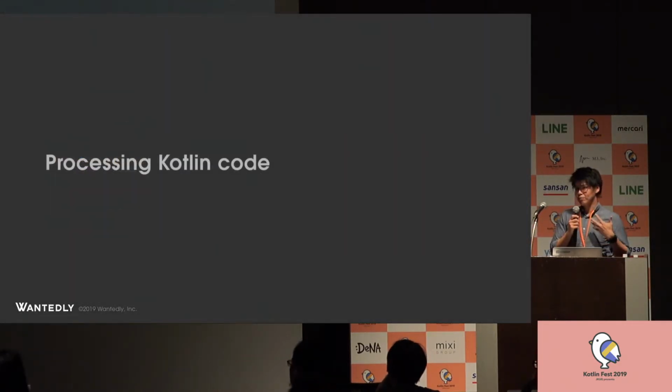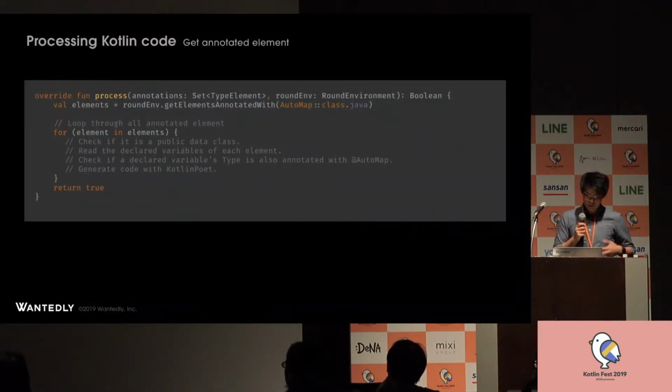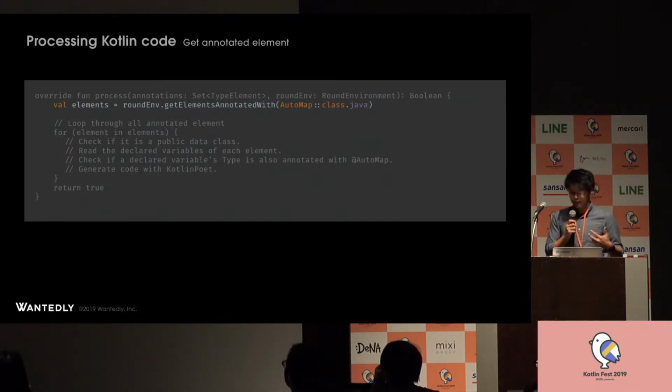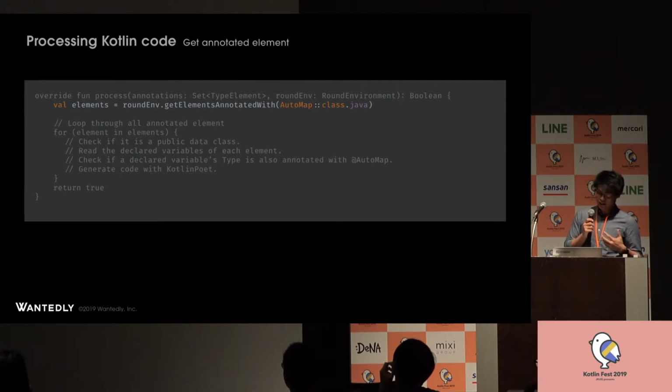Since now we are using the same terminology, we can start adding code into our processor. Inside the process function in our processor class, we are going to get all the elements that have been annotated with AutoMap. To do that, we are going to use roundEnvironment.getElementsAnnotatedWith and pass in our annotation class as the parameter. This will return a list of elements, and each of these elements can be a class, a function, a variable, or a parameter, depending on the target.